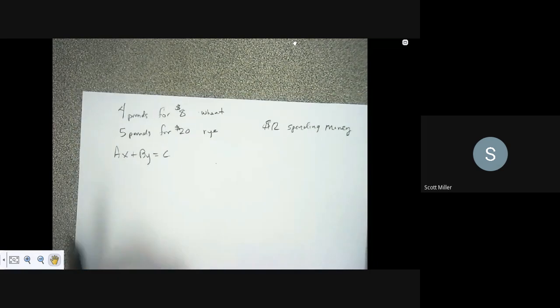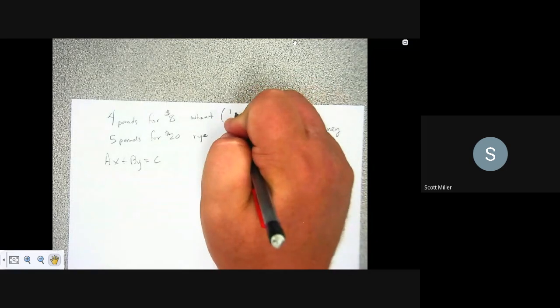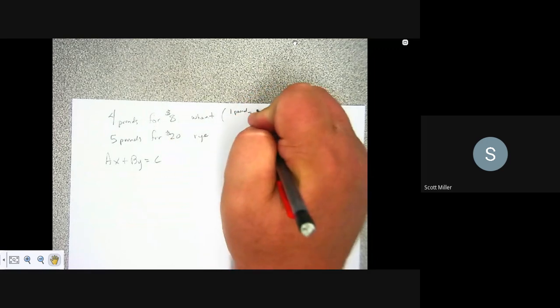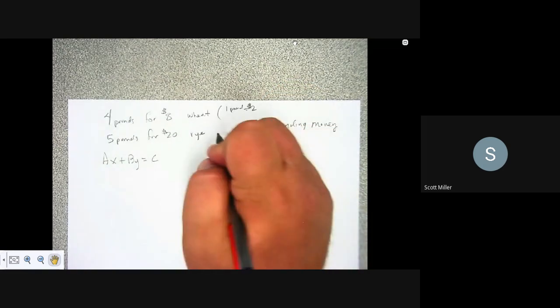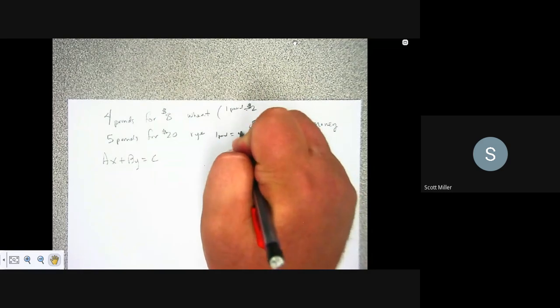Well, I can write that as a rate, can't I? 4 over 8. So this is kind of like your rate of change kind of a thing. If 4 pounds is $8, then what is 1 pound? So 1 pound is $2. And I can do the same thing for this. If 5 pounds is 20, then 1 pound is how much? $4.